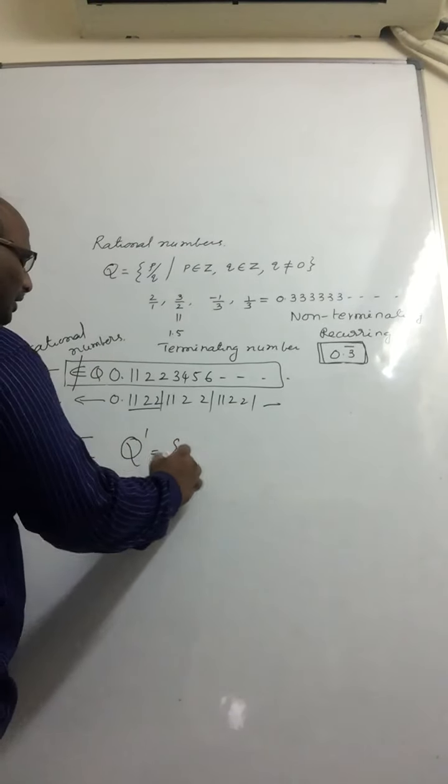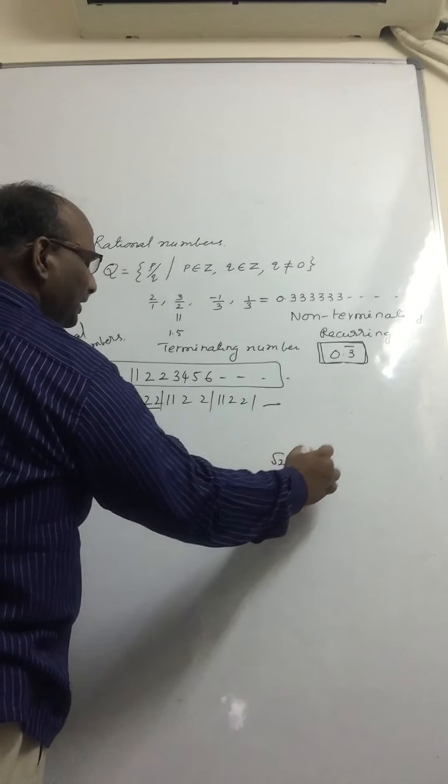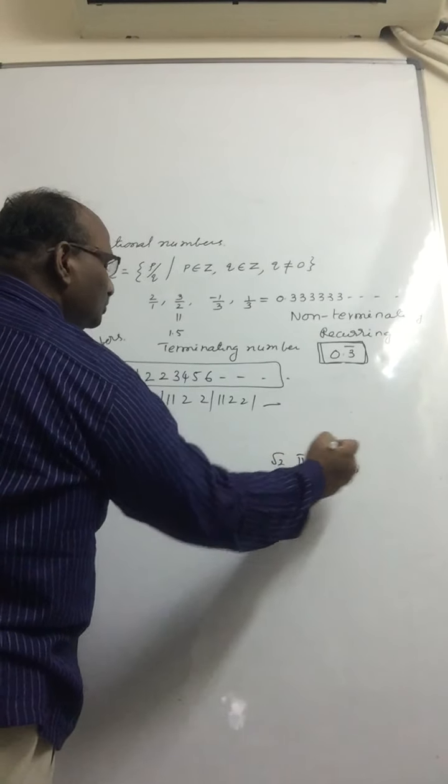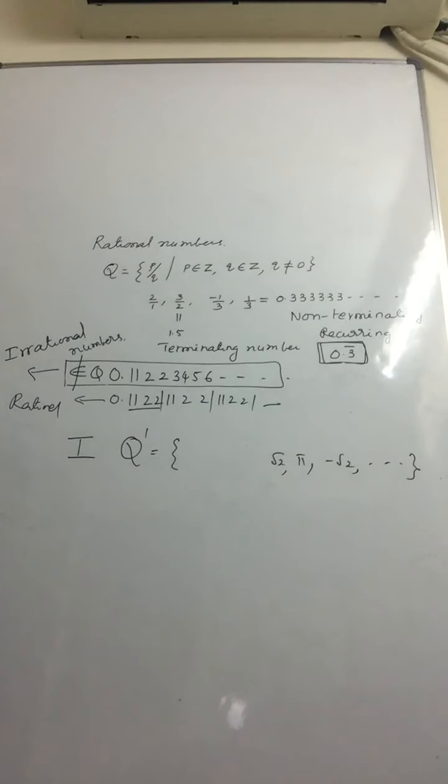So here that is root 2, pi, minus root 2. This kind of numbers are irrational numbers. So they are neither terminating nor recurring. Such kind of numbers are known as irrational numbers.